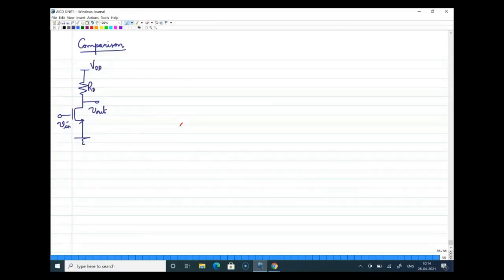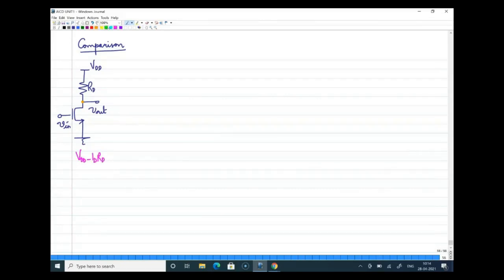So we will look at two important things: the gain of each circuit and the output DC level of each circuit, right? For this circuit, if you remember, the output DC level, which is the voltage coming here, is set by the resistance RD, and always your output DC level will be equal to VDD minus ID into RD. This is the output DC level of this circuit.